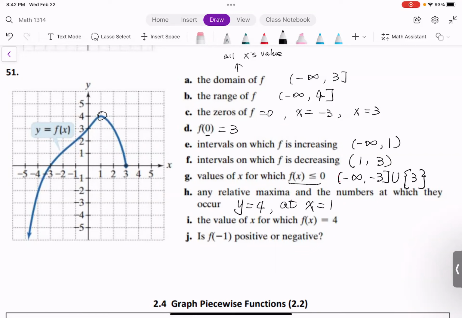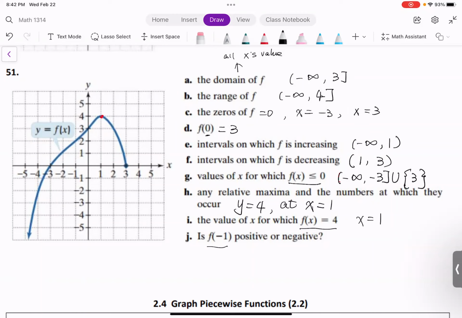Number I, the value of x for which f of x equals 4. Okay, y equals 4. That's also the maximum here. So at this point f of x equals 4. What is the x value? x equals 1. Last question, f of -1, positive or negative?